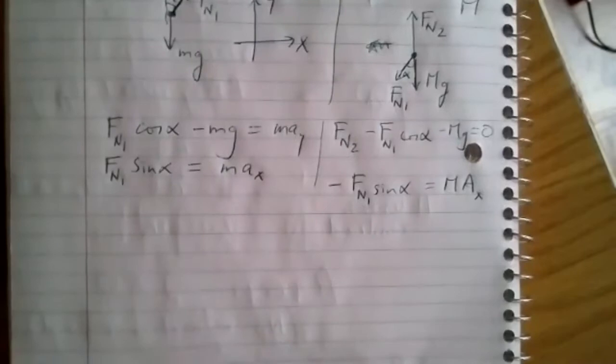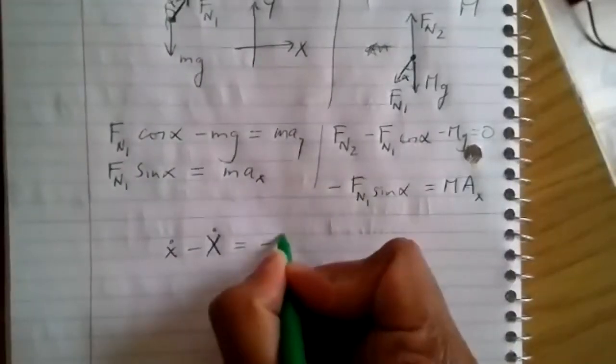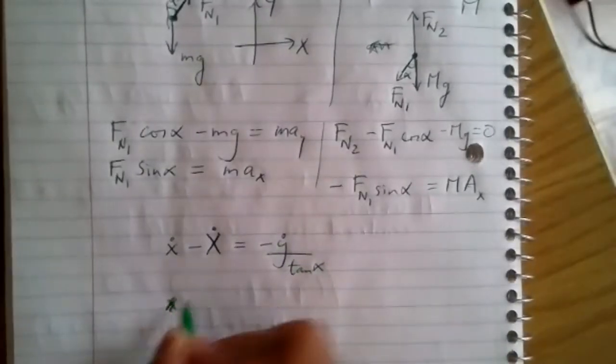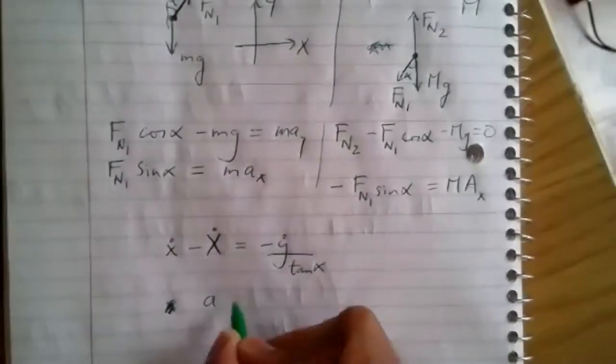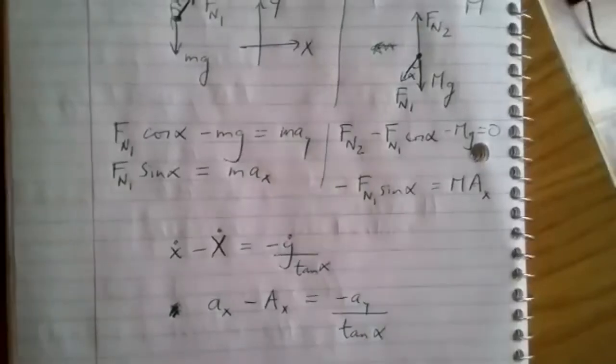Okay. So how do we use this relation? Well, we can take a derivative with respect to time. So alpha is a constant and h is a constant. So when we take derivatives, we first end up with little x dot minus big X dot is equal to minus y dot over tan alpha. And then we can take one more derivative, and we're going to get the acceleration. So we get ax minus big Ax is equal to minus ay over tan alpha.